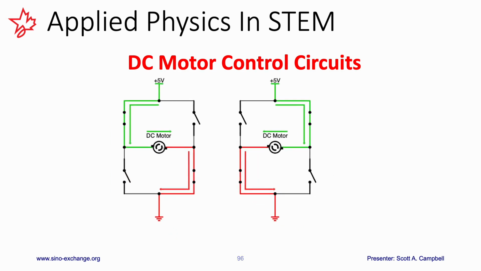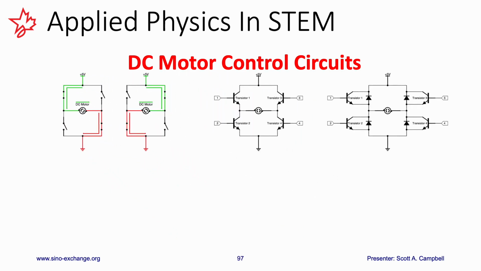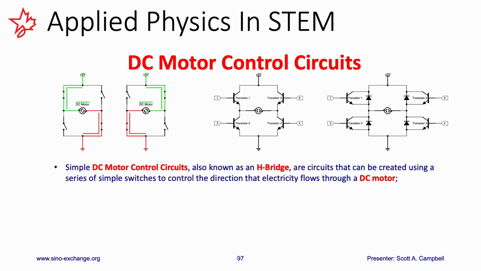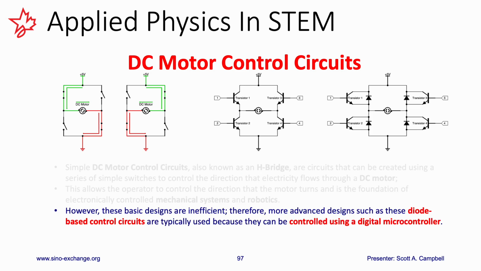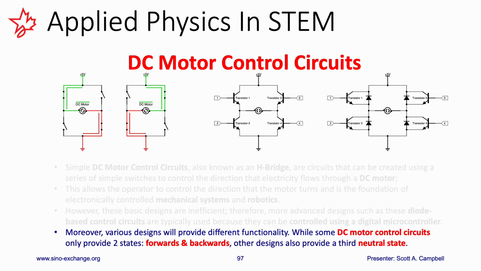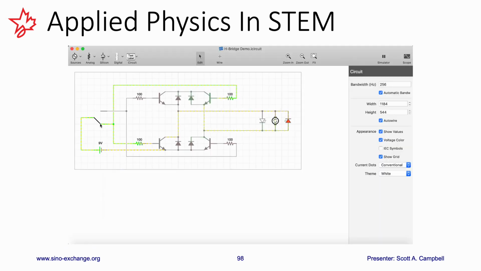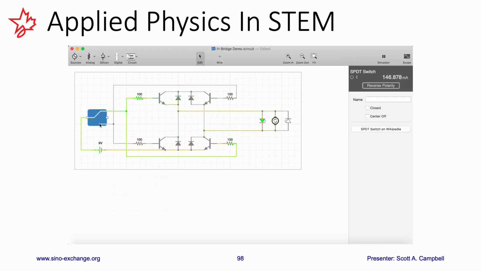Now, there's numerous H-bridge designs, and these designs range significantly in their sophistication. For instance, basic H-bridge designs can be created using simple switches, and these rudimentary designs allow an operator to change the direction a motor turns. However, more advanced designs, such as the diode-based H-bridge design, which is shown to the right, can be controlled by a digital microcontroller. Moreover, various H-bridge designs will produce different levels of functionality. While some DC control circuits only provide two states, that is, forward and backwards, other circuit designs will also provide a neutral state. And here's a short animation that shows how a diode H-bridge operates.